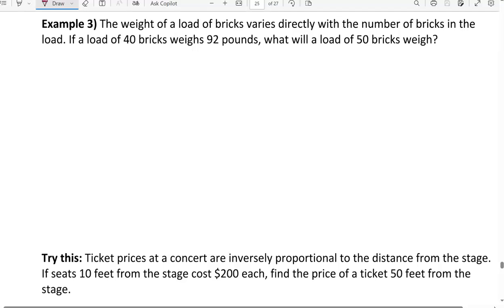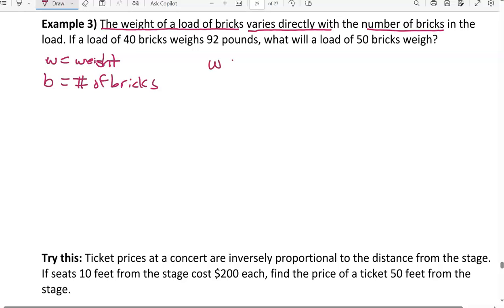In example 3, we have a word problem involving direct variation. We are told that the weight of a load of bricks varies directly with the number of bricks in the load. So let's let W equal the weight and B equal the number of bricks. Translating that sentence, the weight varies directly, that's W equals K times the number of bricks.